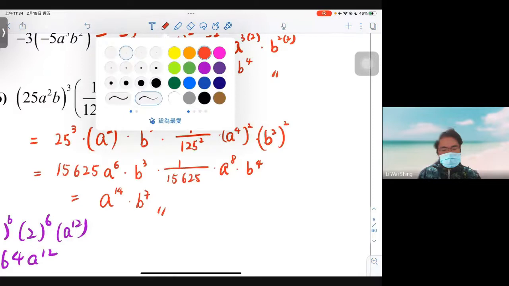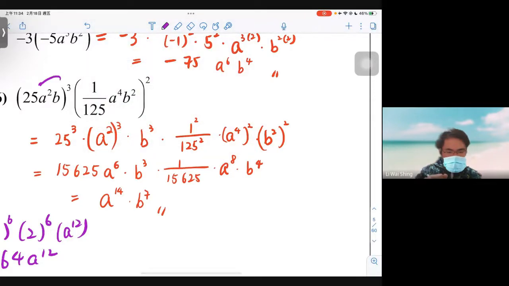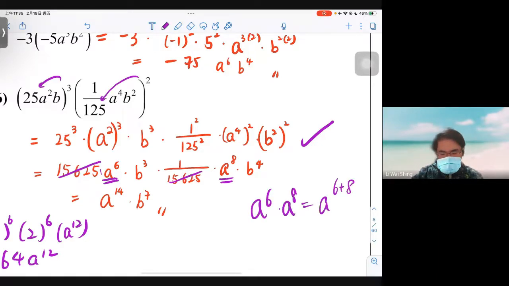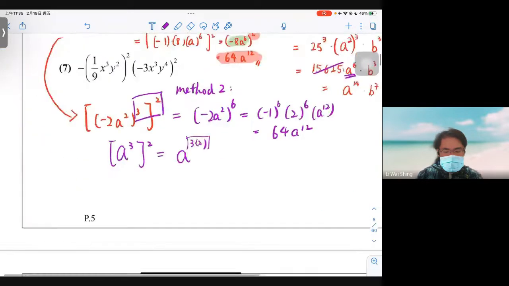Very good. Okay, so Tony tried to expand the things inside first. Expand it inside. Then he can find that the 15,625 can cancel with each other. And at last, use the thing you have learned in the last lesson, a^n times a^m equals a^(m+n). And then you got the rest of the work.